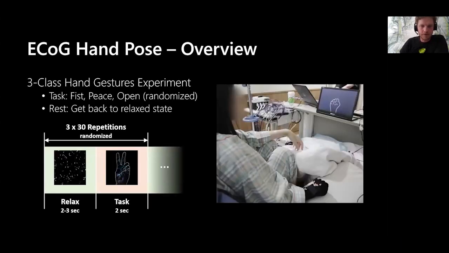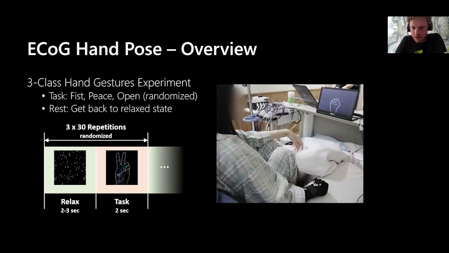Cool. So now let's come over to the last 2. I think 2 analysis projects are left. They are invasive ones, so you get data which was recorded from ECoG electrodes, which are implanted directly on the cortex. The first one is the hand pose hacking project.